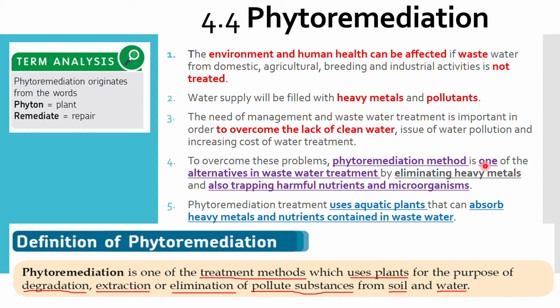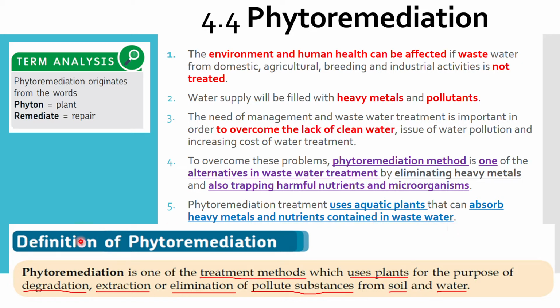So what is that? It is actually one of the alternatives in wastewater treatment, by eliminating heavy metals, trapping harmful nutrients, and also microorganisms. It makes use of aquatic plants, because these aquatic plants are known to be able to absorb heavy metals and also nutrients. Okay, we're talking about the harmful nutrients in the wastewater.